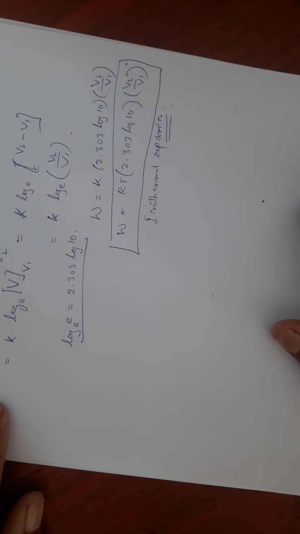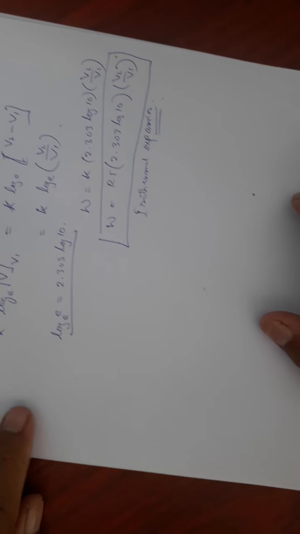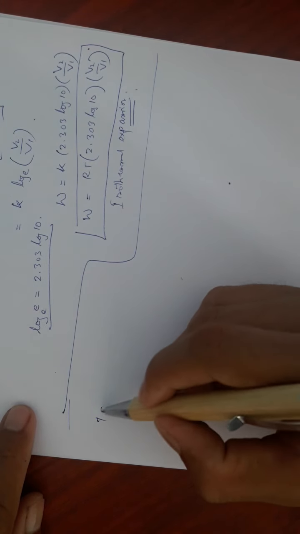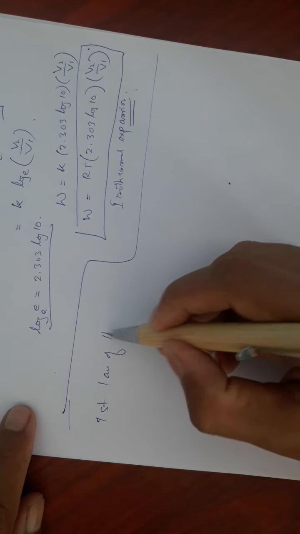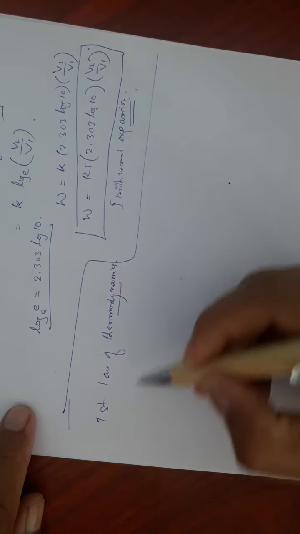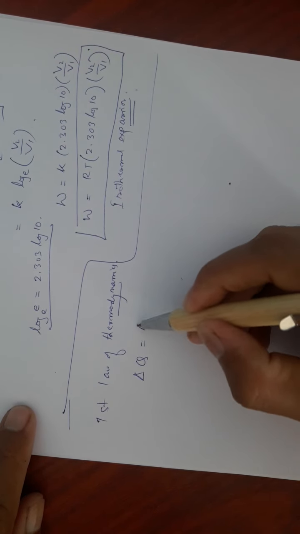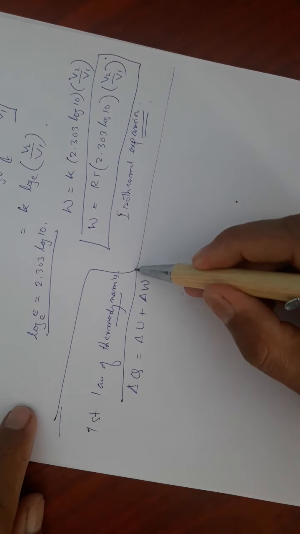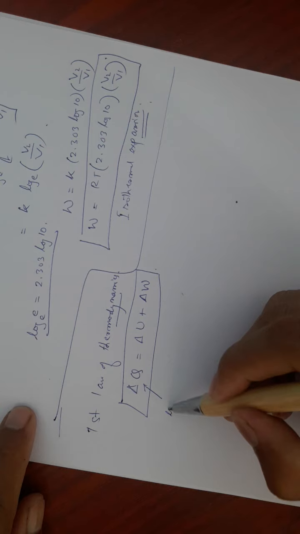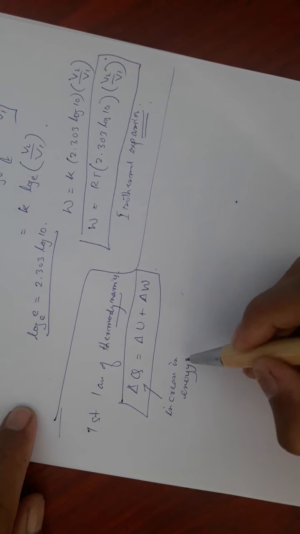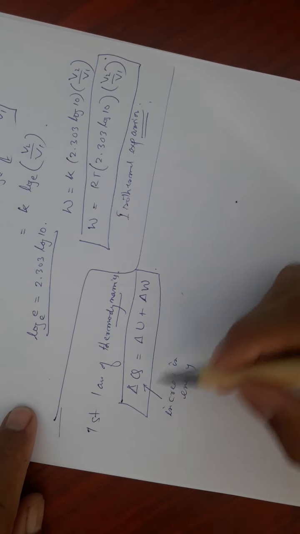Before I continue with the derivation of work done during an adiabatic process, we need to remember our first law of thermodynamics. In that case, delta Q is equal to delta U plus delta W. This was the equation, where delta Q is the increase in energy. This was especially the heat energy you supply to the gas.